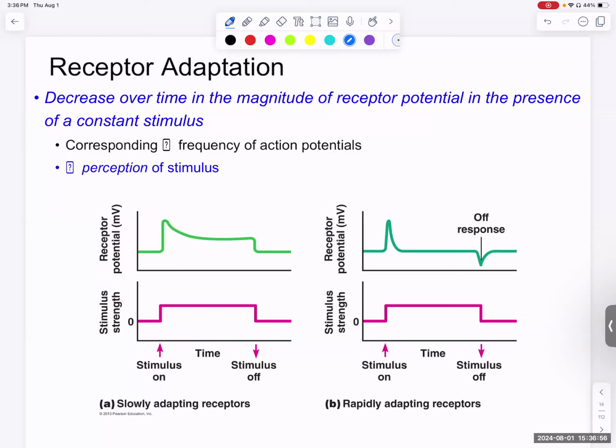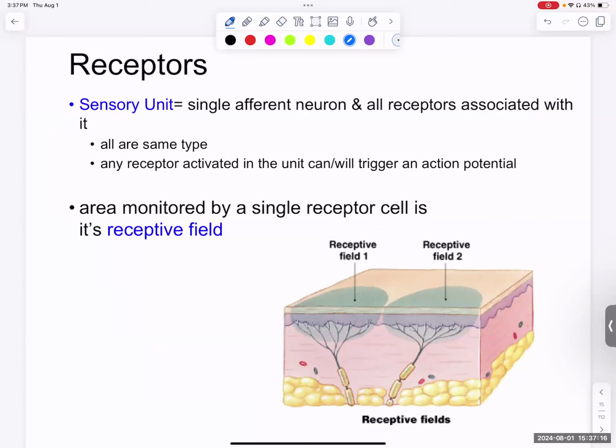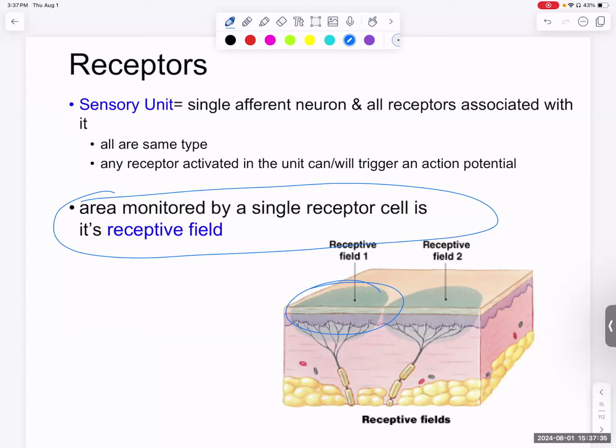That is central adaptation. So sensory adaptation is a decrease over time in the magnitude of the receptor potential. And so basically it decreases the frequency of action potentials being generated, and therefore it's going to decrease the perception of the stimulus. Receptors are going to monitor a specific field. So we're going to do something called 2-point discrimination. We're going to have some fun with sensory receptor fields. A sensory unit is the receptor and the area it monitors, right? The area monitored by a single receptor is the receptor field, and a sensory unit is that receptor and the receptor field.